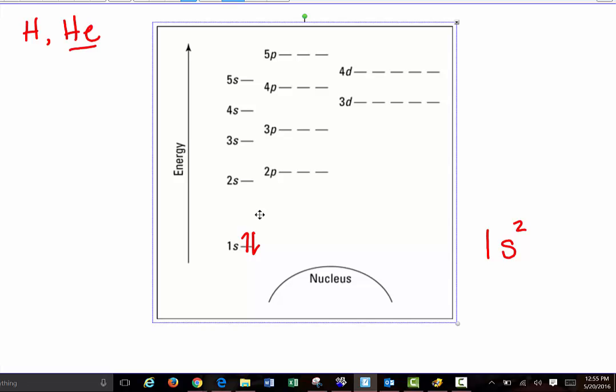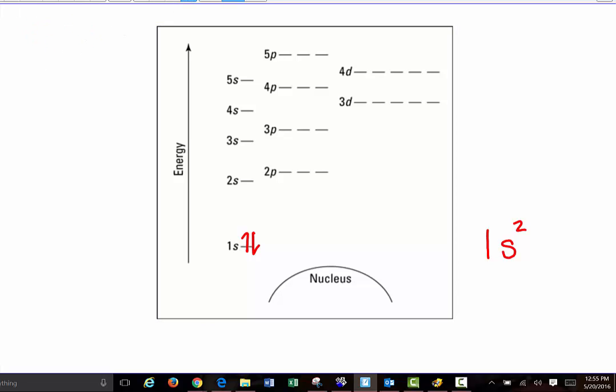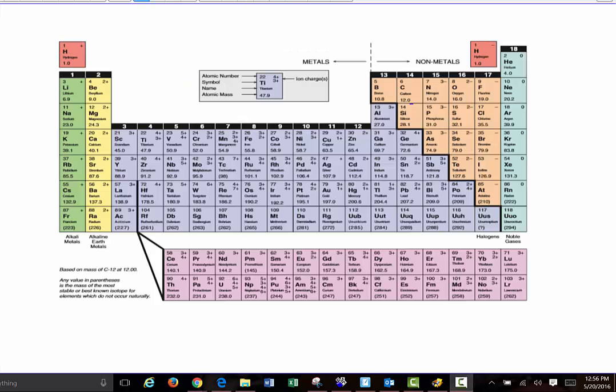Let's think of an example that has more electrons than either of these two. Let's go ahead and pick an atom that has quite a few electrons. So let's pick sulfur, for example. Sulfur, if I circle sulfur, sulfur has a total of 16 electrons.